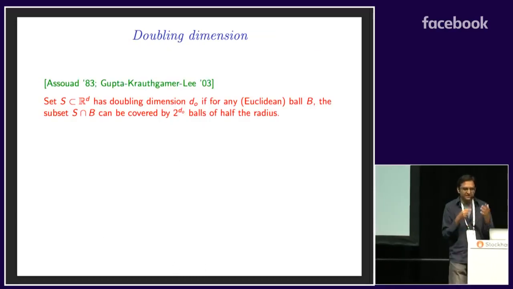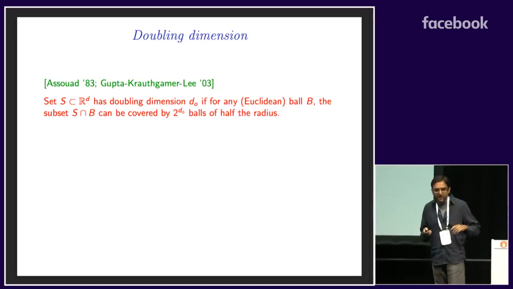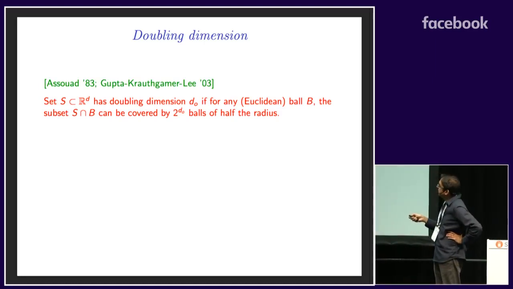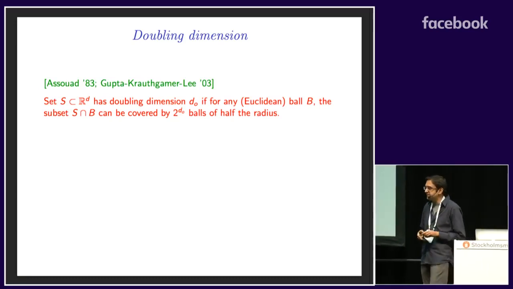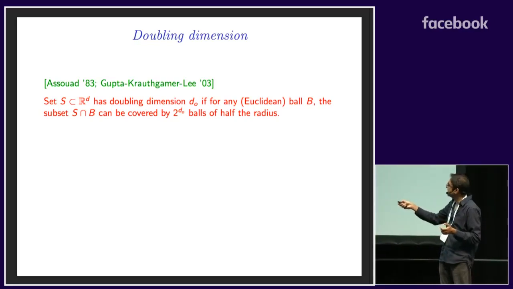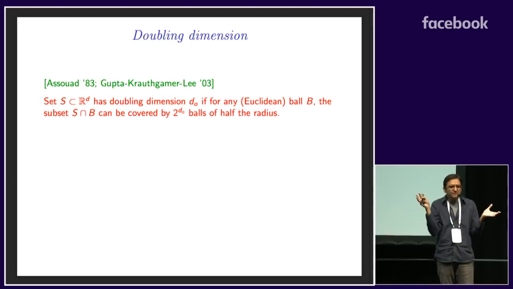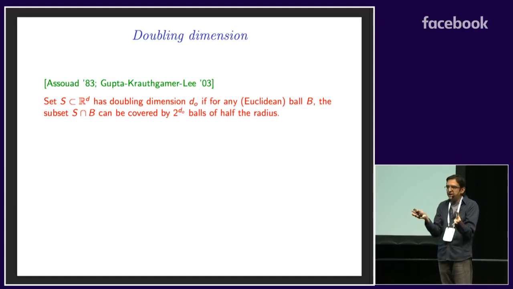So what is the doubling dimension of a metric space? It's something you can define for any metric space. But to keep things simple, suppose we're just looking at points in Euclidean space, in d-dimensional Euclidean space. And somehow we think that the intrinsic dimension of these points is much less than d. Okay? What is the right notion? So we say the doubling dimension is d0 if any ball B can be covered by 2 to the d0 balls of half the radius.